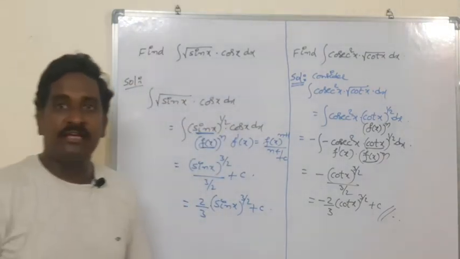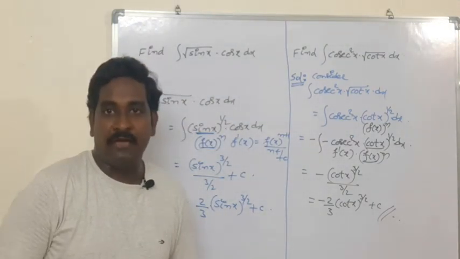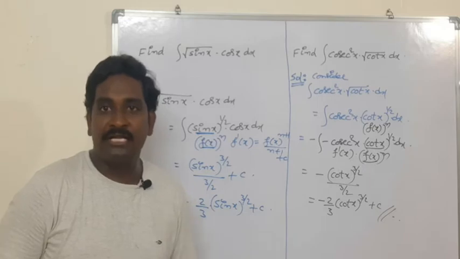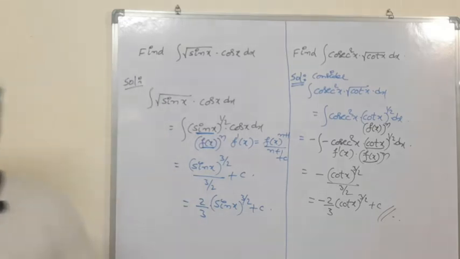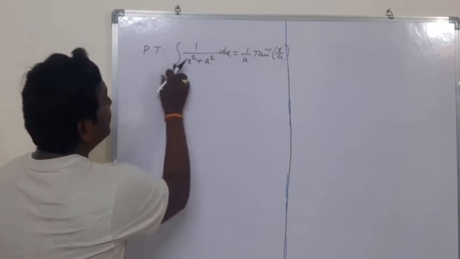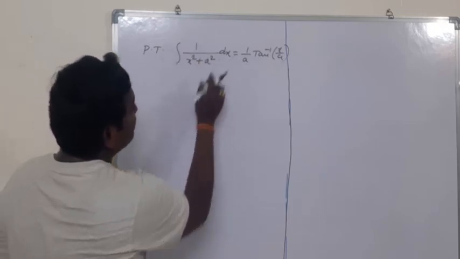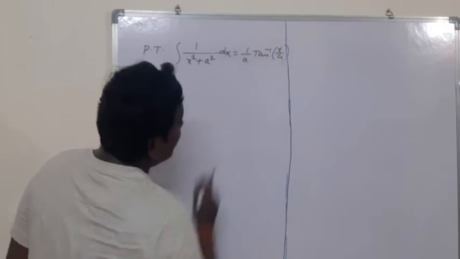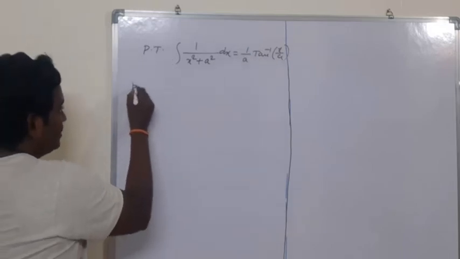This is the result of the given integration. Okay, I will give another formula on integrations now. Please note down. This is the next formula. Prove that integration of 1 by x square plus a square dx is equal to 1 by a tan inverse of x by a. Please see the proof.